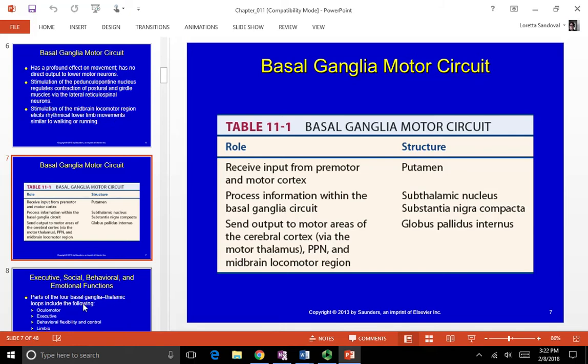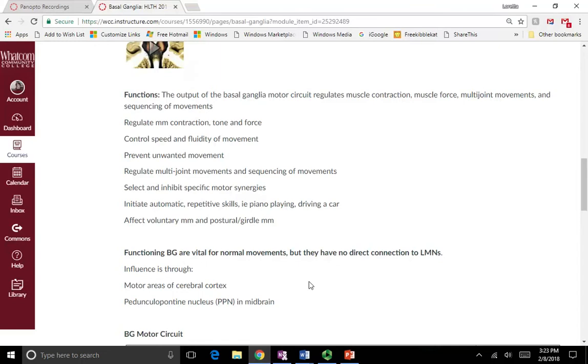Some of the structures receive input from the cerebral cortex, the premotor and motor cortex. Some of them process information within the circuit, and some of them send output to motor areas of the cerebral cortex. So it's basically like a decision-making circuit, almost. And it also functions as a decision-making circuit in other things besides motor processes. So in the module, I have a list of all the functions of the basal ganglia, the motor functions specifically, and we'll talk about some of the other functions as well.